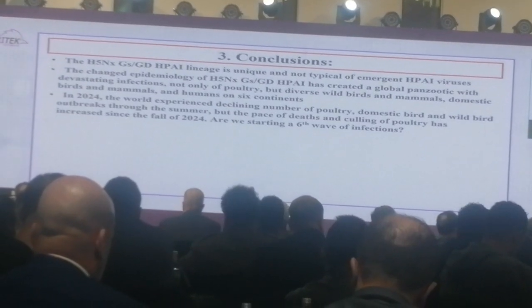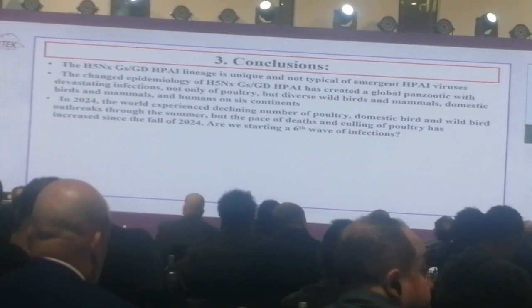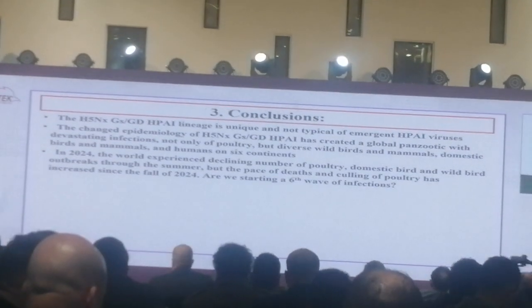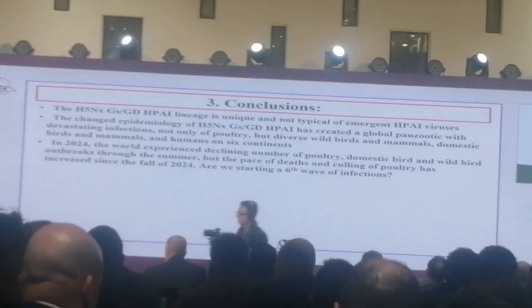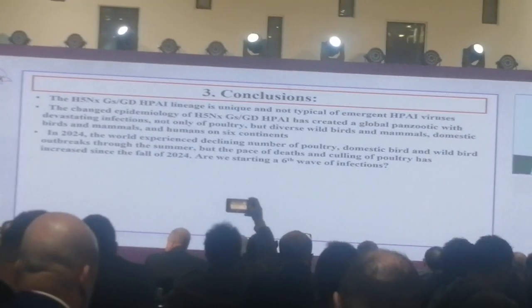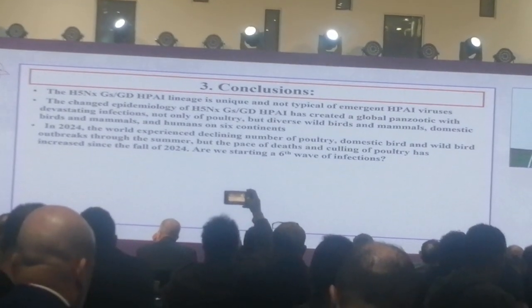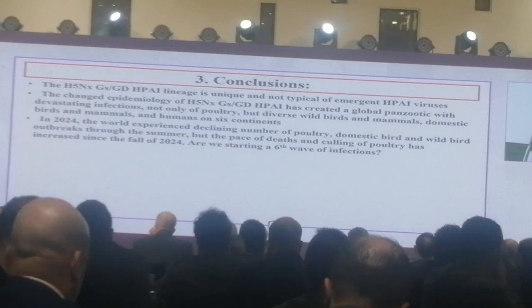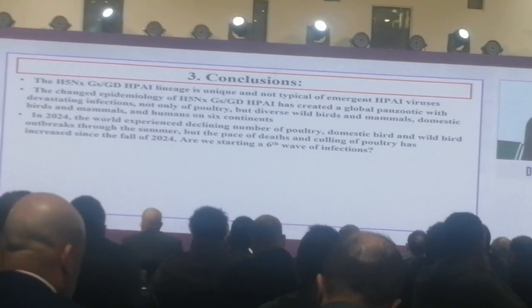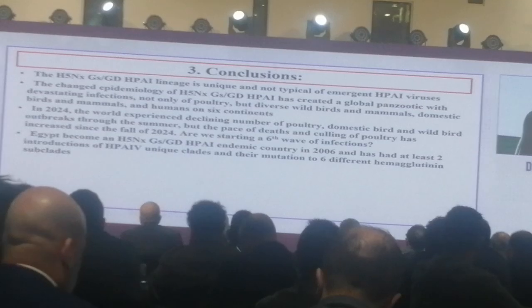In 2024, the first part of the year, we saw a decline in the number of cases in poultry, other domestic birds, wild birds, throughout that summer timeline. But currently, at least the pace began to pick up about October, November, with the number of deaths and culling of poultry, to make us question, are we on the verge of a 6th wave of the goose guangdong virus?